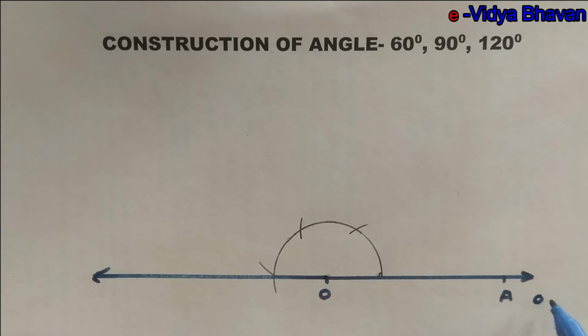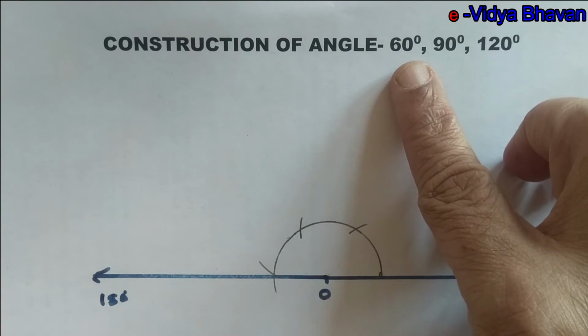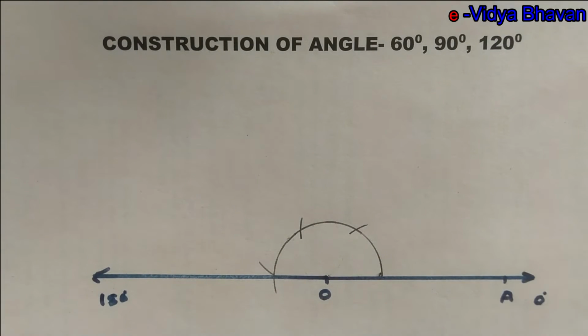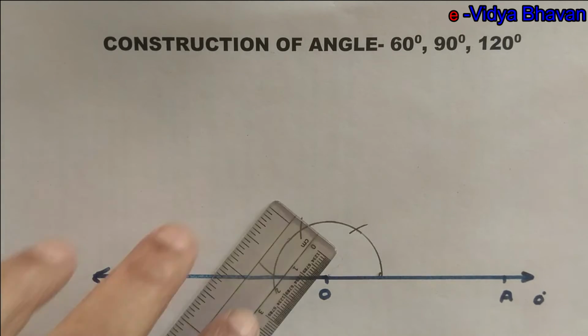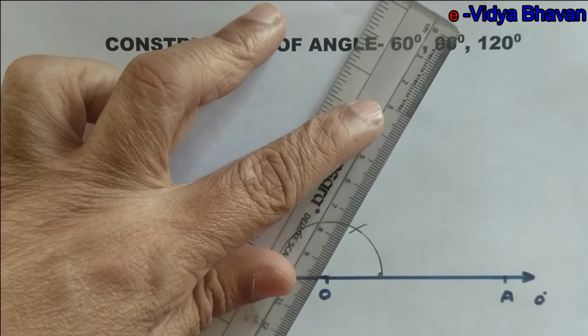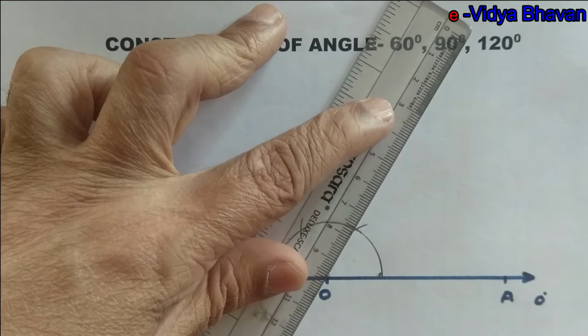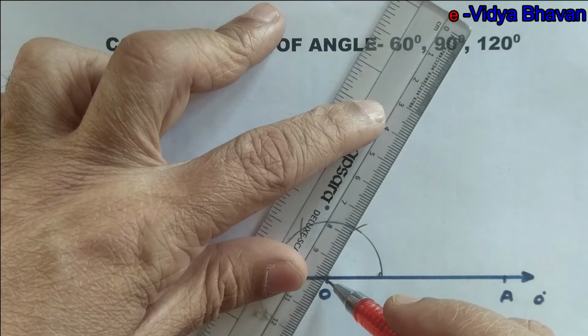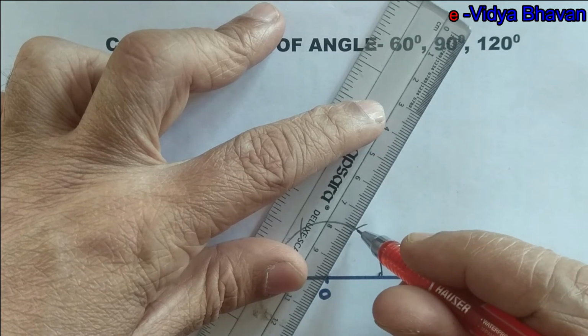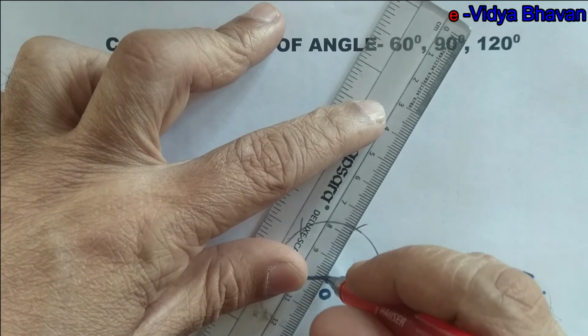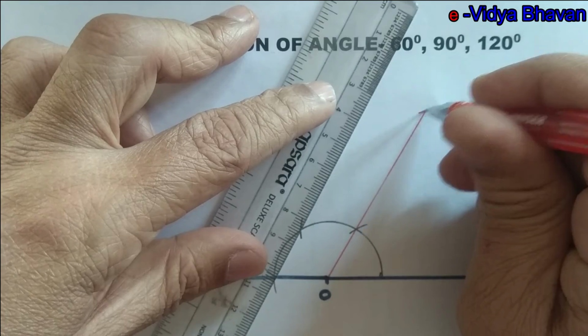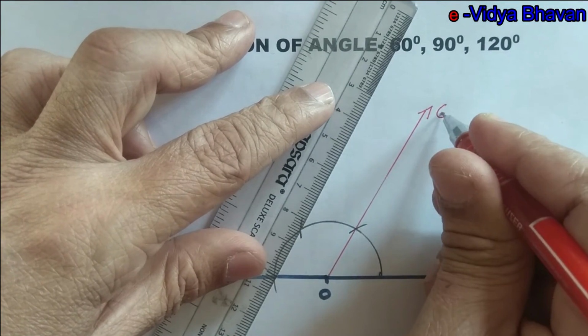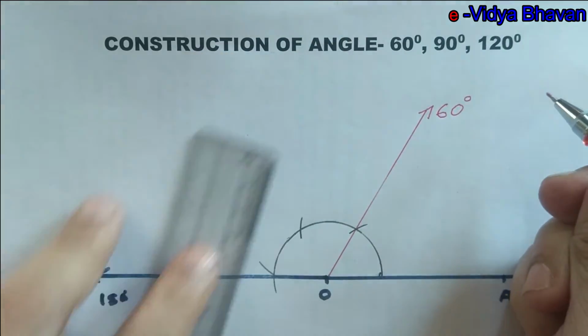If this is 0 degree, then this is going to be 180 degree. Now, you are firstly interested in getting 60 degree. So, keeping the scale at O and the arc you can join, and this you can get 60 degree.